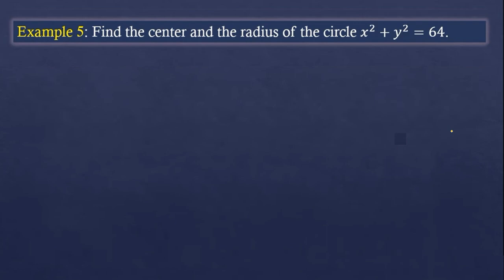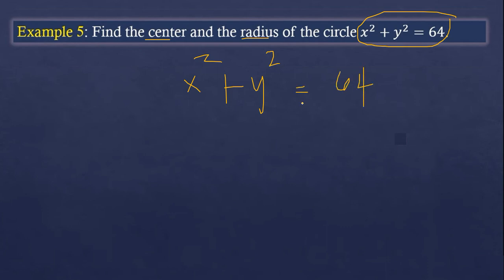Number 5 is finding the center and the radius of the circle. So, ibig sabihin, meron na siyang standard form kasi ang hinahanap na is center and the radius. So, x squared plus y squared is equal to 64. Napakadali lang po if we're looking for the value of the center. Since we have x squared and y squared, the center is at 0, 0, because we don't have any number beside x and y. So that means the center is 0, 0, which is correct.